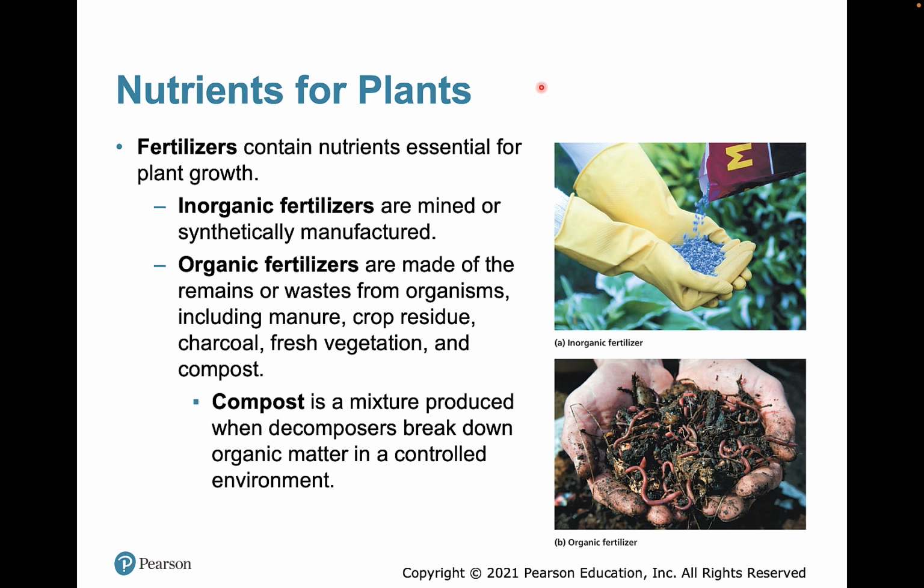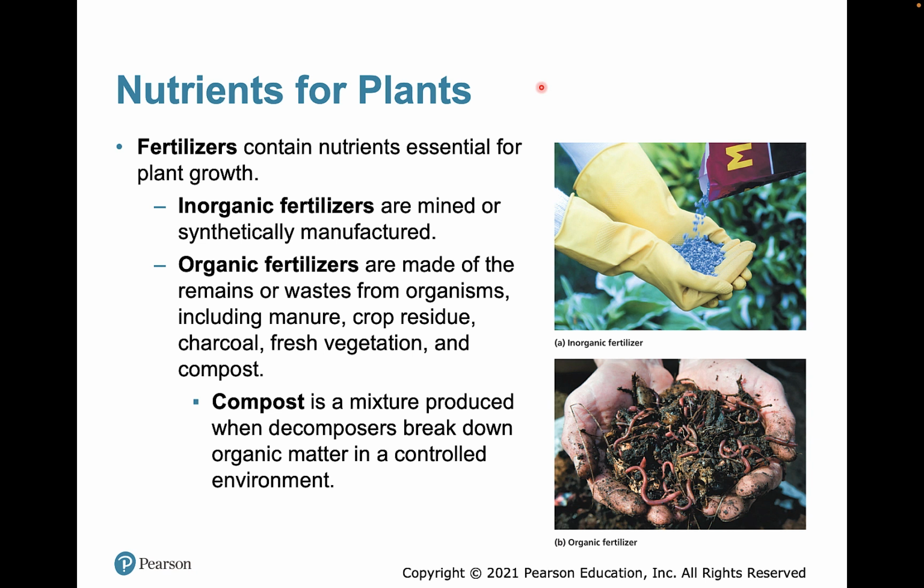So we talked about water for plants. Let's talk about nutrients for plants. Fertilizers contain these essential nutrients that plants need to grow, typically nitrogen, phosphorus, and potassium. All right. So you can use inorganic fertilizers that are mined or synthetically manufactured. We talked about the Haber-Bosch process. We talked about the nitrogen cycle. We didn't talk about it in depth, but that's one of the ways that we create inorganic fertilizers.